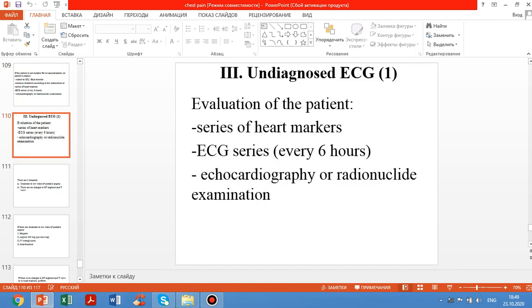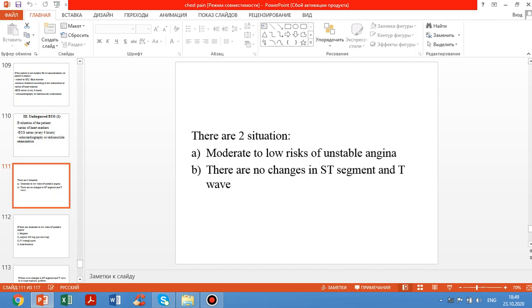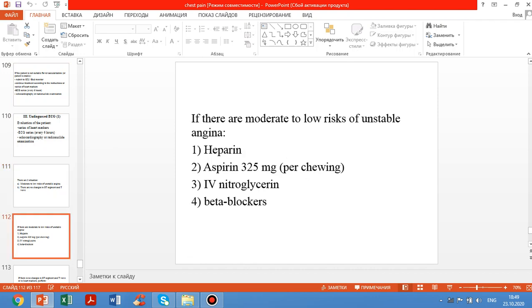Undiagnosed ECG: evaluation of the patient, series of heart markers, ECG series every 6 hours, echocardiography or radionuclide examination. There are two situations: moderate to low risk of unstable angina. There are no changes in the ST segment and T wave. If there is moderate to low risk of unstable angina, you can give heparin, aspirin 325 mg, IV nitroglycerin, and beta blockers.